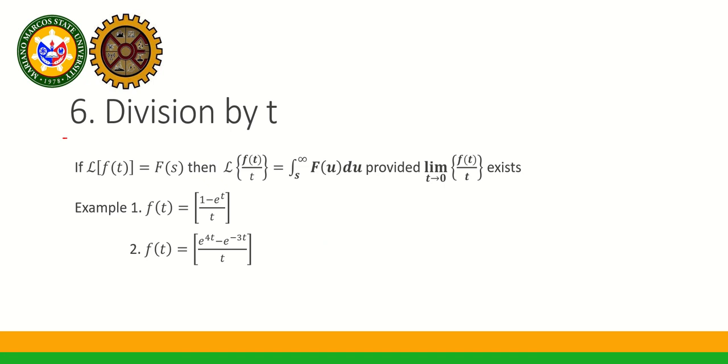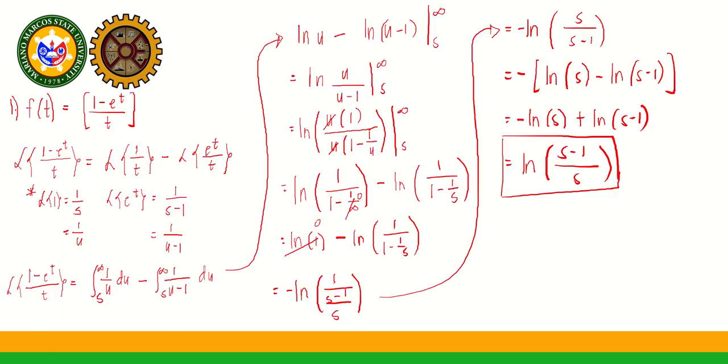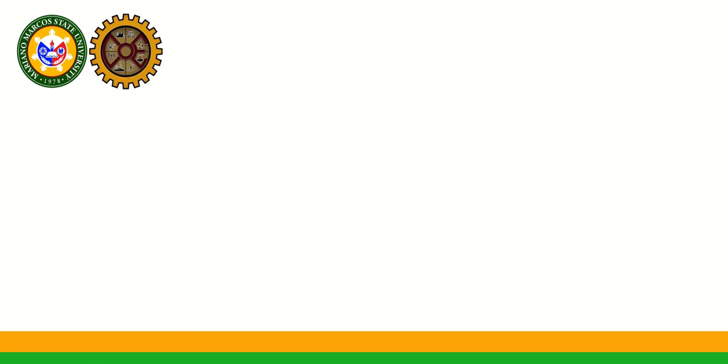Okay, so let us continue sa example number 2 naman tayo. And if you try to get the limit of the function as t approaches 0, the limit exists. Okay. So, we try to solve example number 2. F of t is equal to e raised to 4t minus e raised to negative 3t over t. Okay, so the first thing we should do is to get the Laplace transform of the function f of t.